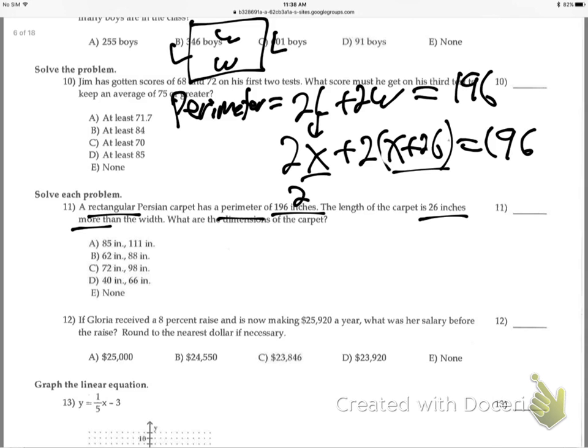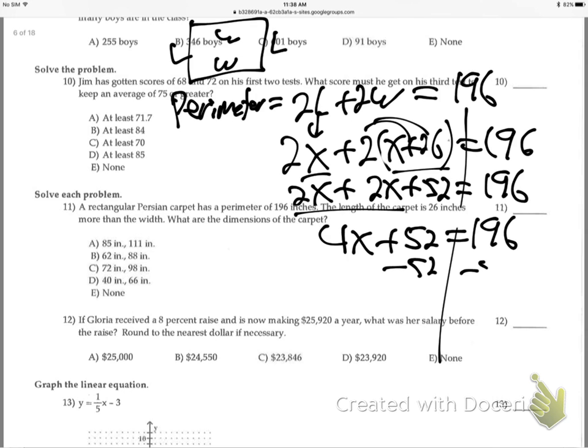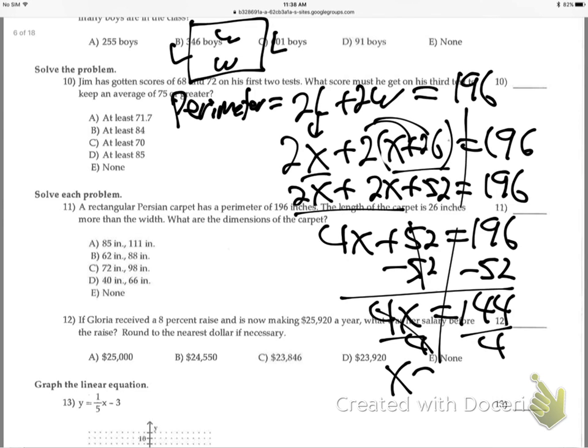Almost always. Distribute: 2X plus 52. Here's the wall. X is saying I want to be alone. So what do we do next? 2X and 2X, 4X. Subtract the 52. 144. Last step is always divide. That's 36. X is 36.